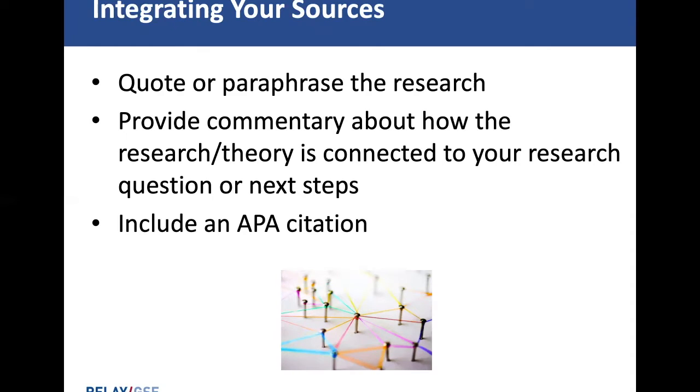You also want to provide commentary about how the research or theory is connected to your research question or next steps. You never want to include a quote just by itself. Every time you cite something, you should also be providing context for the information you're providing. And if you can't explain how the quote or article is connected to your research question or next steps, you should maybe reconsider including it. And then lastly, you always want to include an APA citation. You always want to make sure that you make note of where your information is coming from.